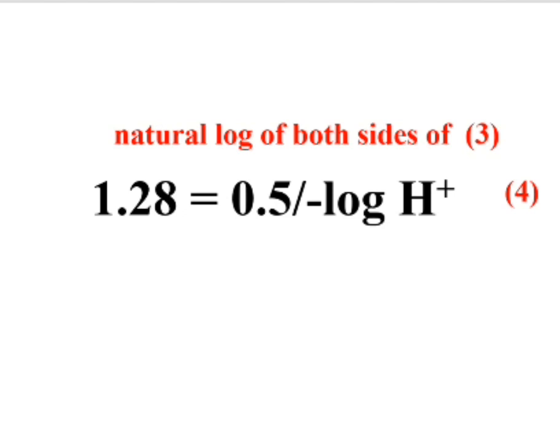Having done that, we need to remove the exponential sign, and by removing the exponential sign, we get the natural log of both sides of equation 3, and that will give us 1.28 to be equal to 0.5 divided by minus log hydrogen ion concentration.